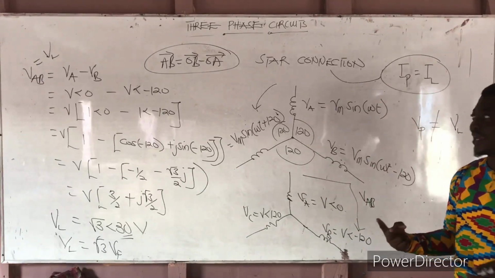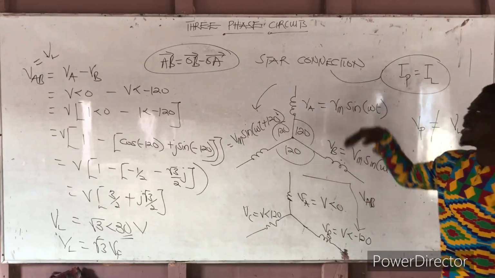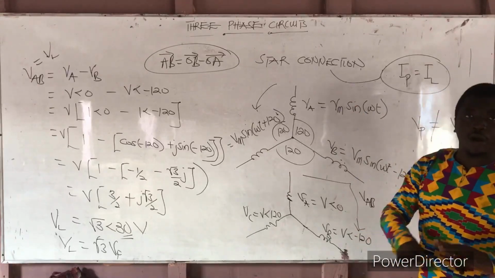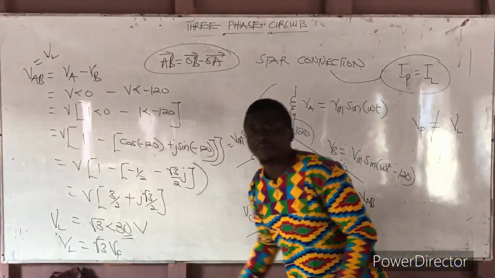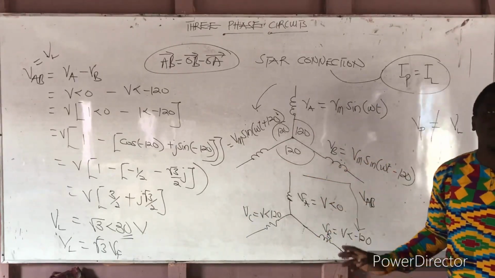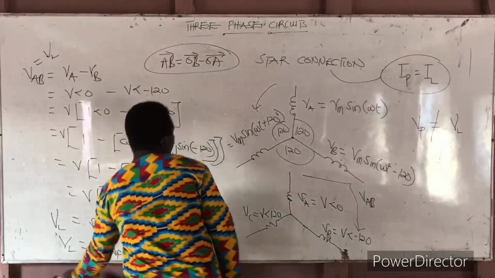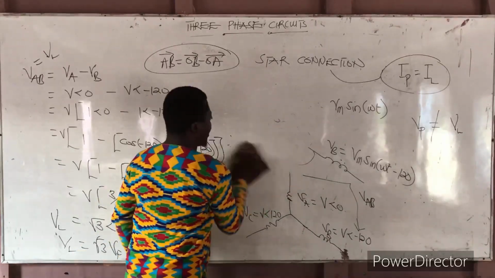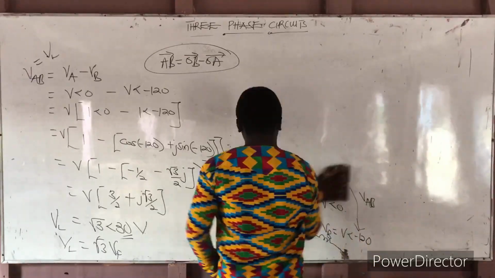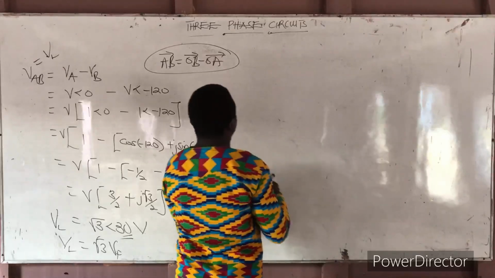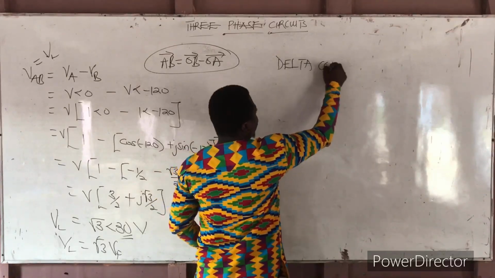And I told you there are 2 connections over here. So in any question that we are going to meet under 3 phase, they will tell you it's either a star connection or a delta connection. So if it's star connected, you must keep these 2 things in mind. Basically, those are the 2 things we are going to use. But if it is delta, let's see what we are going to do in delta connection. So the next one is delta connection.